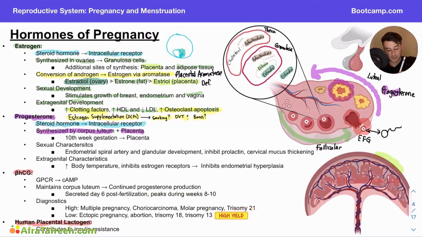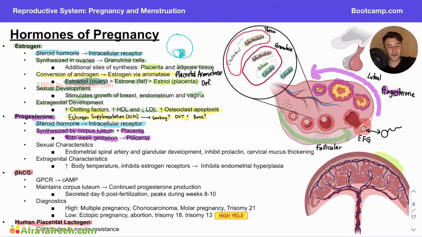Our corpus luteum here, which I'm highlighting purple, is responsible for making progesterone for 14 days in the normal menstrual cycle. However, it will continue to make this progesterone if it is spurred on by beta HCG, which we will talk about a little bit later, but I just wanted to plant that seed in your mind. So we have 10 weeks of gestation, at which point the placenta will start making our progesterone.